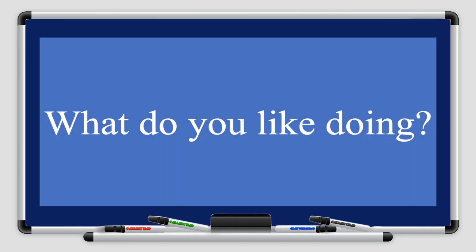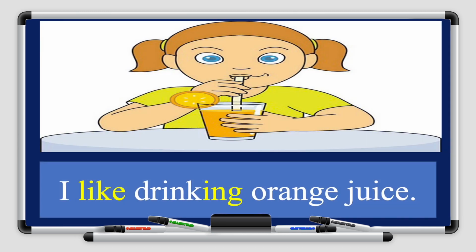What do you like doing? I like drinking orange juice. As you can see, we have like, and that's why we added ing to the verb drink. And now it's a noun, drinking.